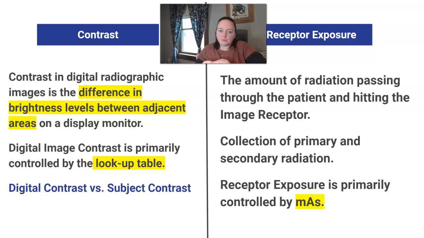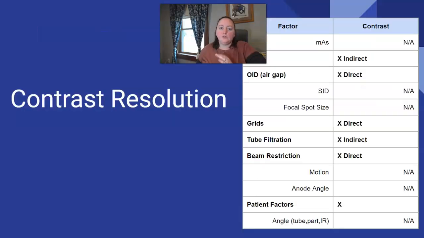Receptor exposure, and when you hear the word receptor, I want you to think your image receptor. How much of that radiation is passing through the patient and hitting your image receptor? It could be a collection of primary and secondary radiation. And receptor exposure is primarily controlled by your mAs. So I'm going to start with contrast, and then we'll move on to receptor exposure.